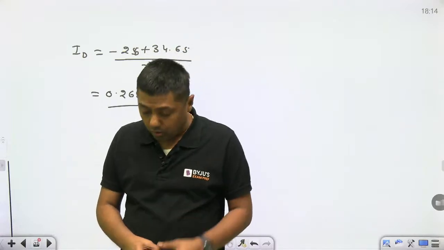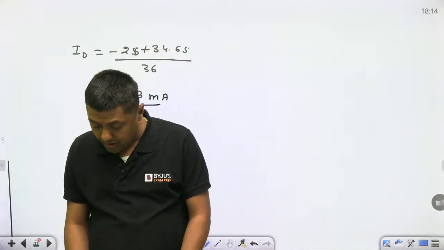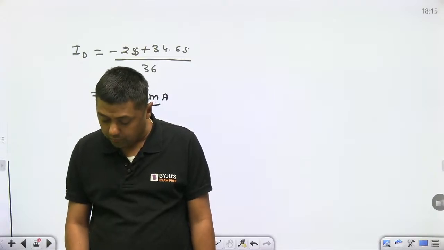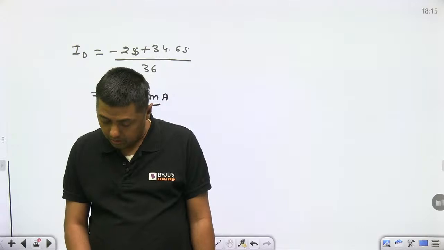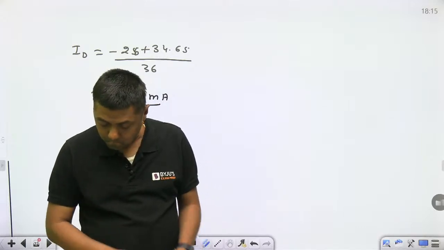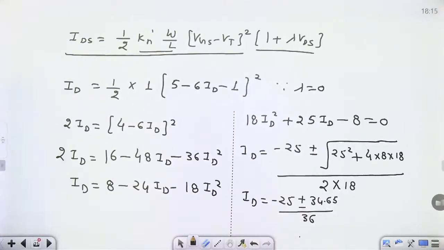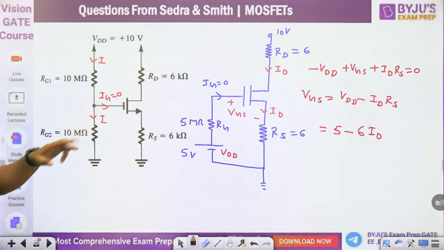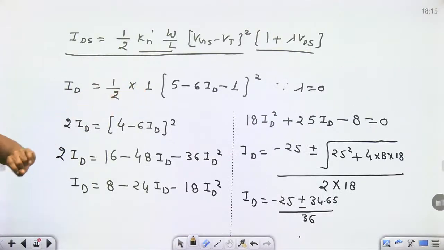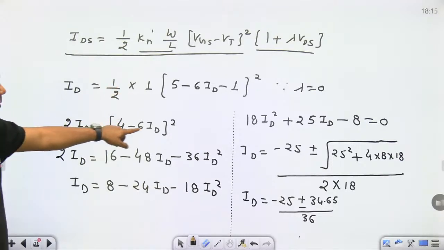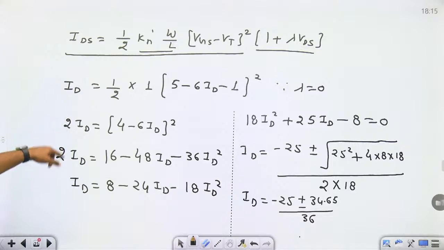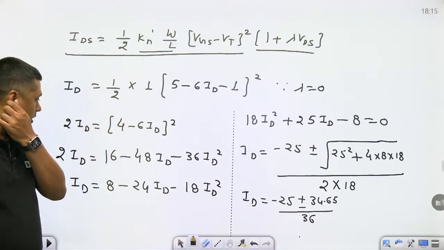Now you have to check. You got the answer, right? 0.268 milliampere. But we have to check whether this answer is right or wrong. How can you find? Tell me. So first of all, carefully check all the calculation here. This is the equation: 5 minus 6 ID, that is the value of VGS. Yes, it is correct, minus 1. 5 minus 6 ID minus 1, the whole square. You will get 2 ID, that is (4 minus 6 ID), the whole square.